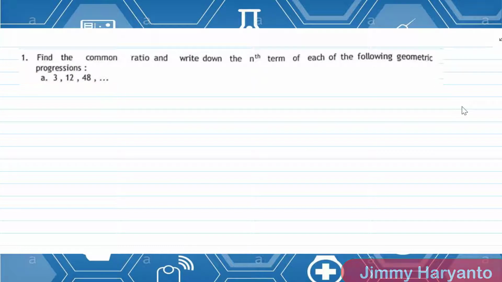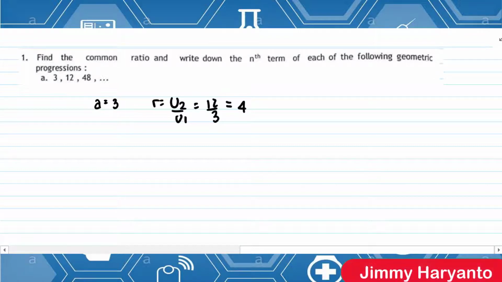Okay guys, these are the solutions for your exercise for number 1. Find the common ratio and write down the nth term of each of the following geometric progressions. For number 1a, I want to find the a first. So a will be 3, the first term, and then the ratio will be u2 over u1, which equals 12 over 3, the second term divided by the first term, equals 4.